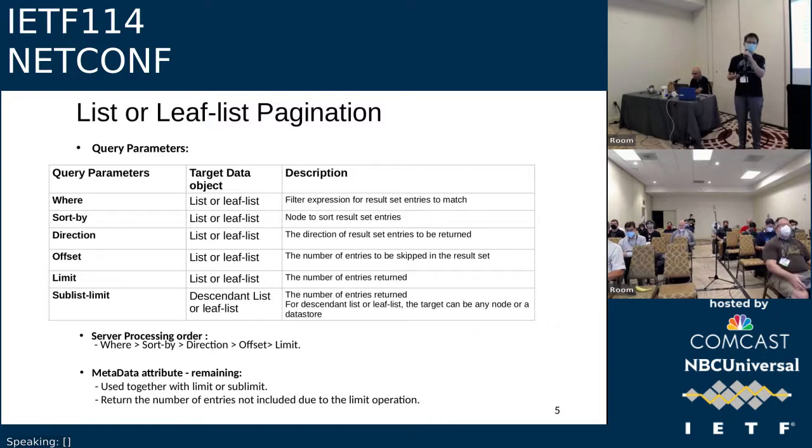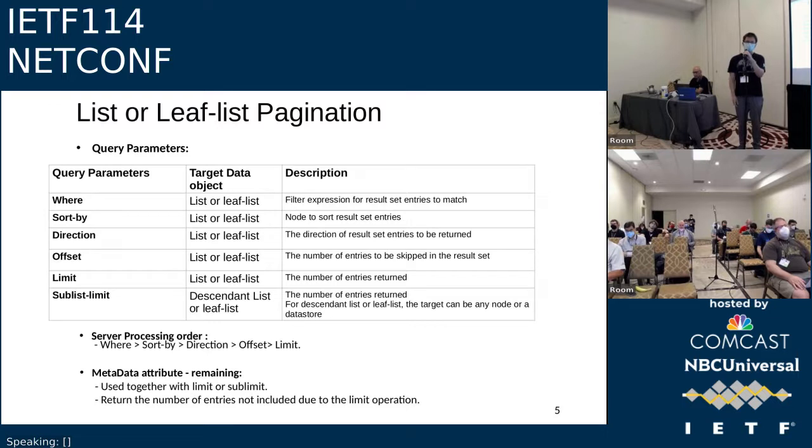Actually, you can use this index node to quickly locate the result set entries. We also have direction: when you do the search and get a result back, you need to know the order. It could be descending order or ascending order. And offset allows you, instead of starting from the first entry, to skip several entries, start from there and do the further query. And limit will tell you how many entries you can return.